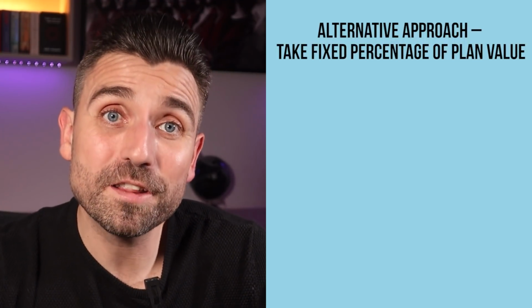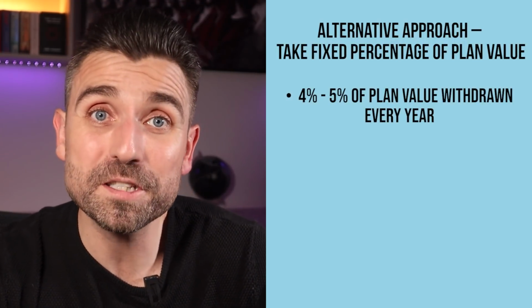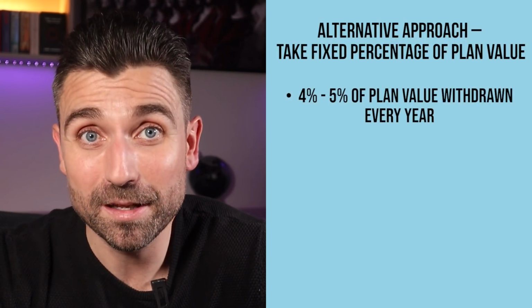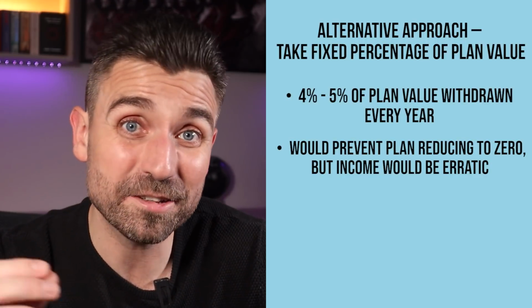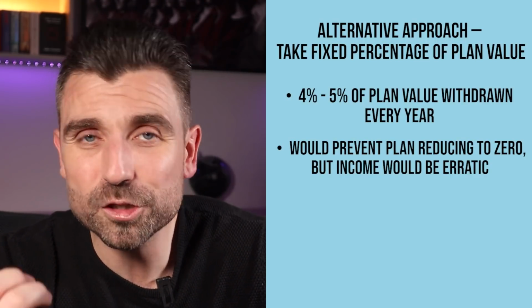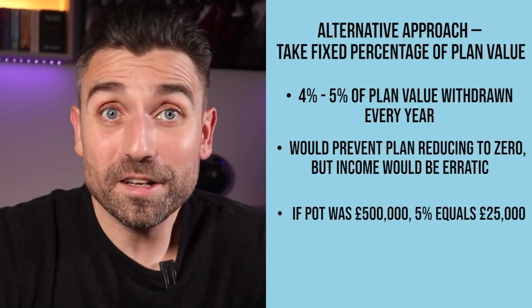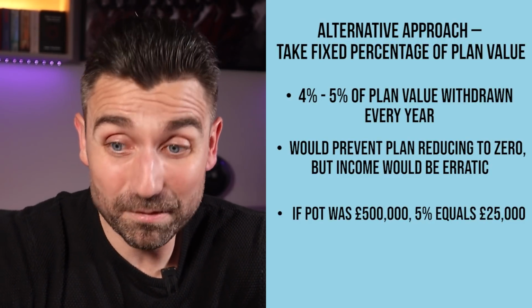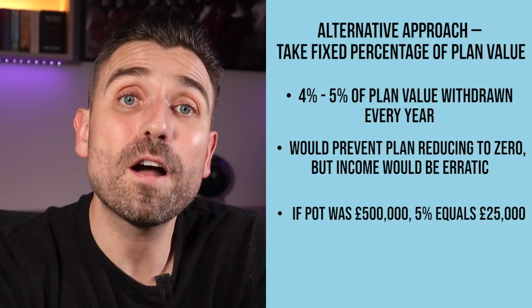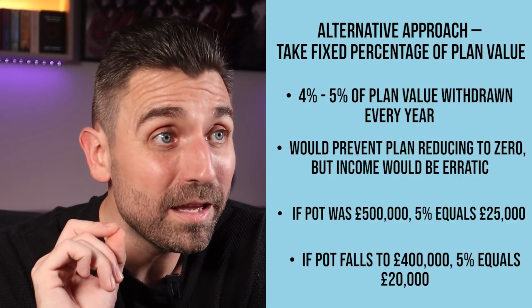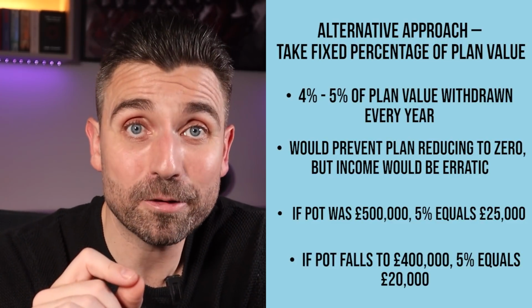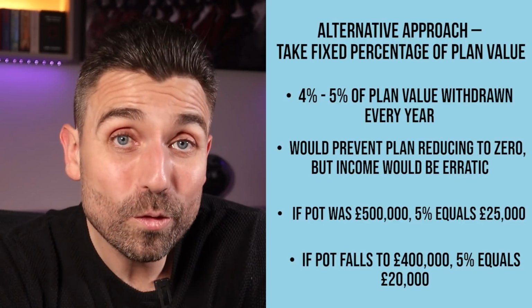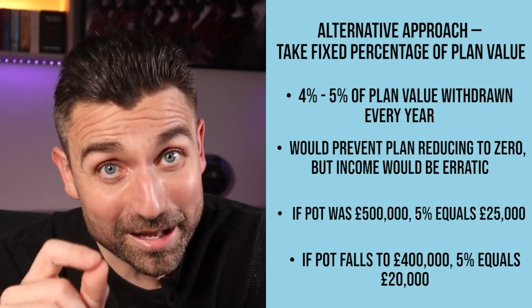But as we know, there's a chance that you could run out of money during your lifetime if market conditions are poor. A traditional alternative to that would be to, let's say, take 4 or 5% of the plan's value every year. That would protect your pot from running down to nothing, but your income levels could be very erratic. If your pot started at £500,000 and you were taking 5%, that would be £25,000 a year. But if the value fell to £400,000, 5% of that would be £20,000 a year. Now that's quite a pay cut.